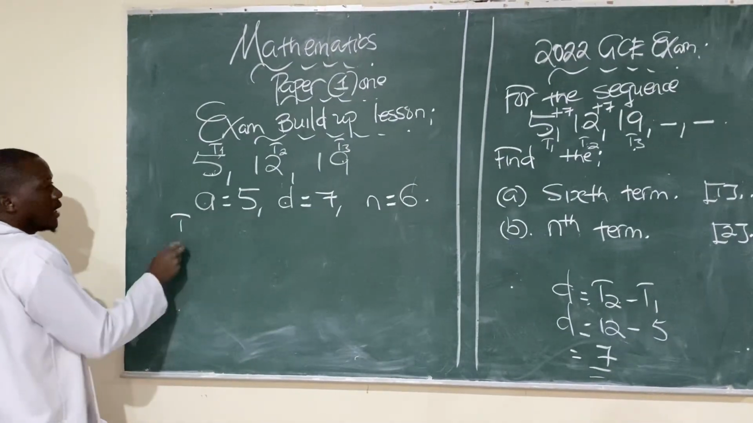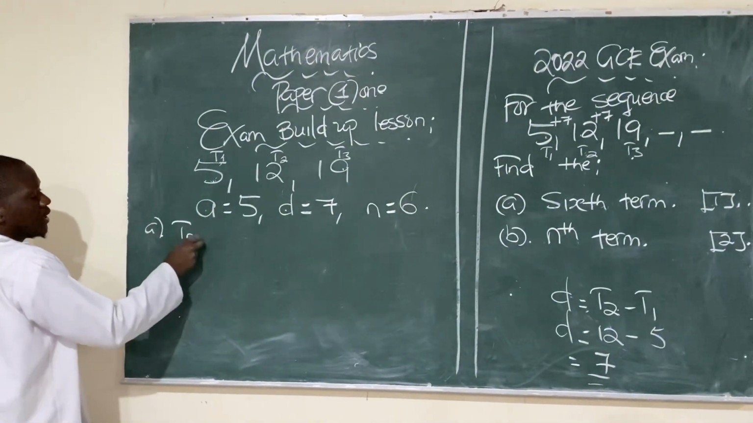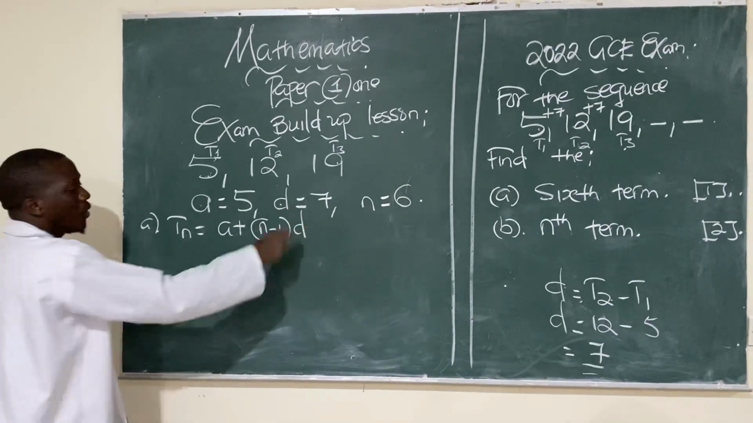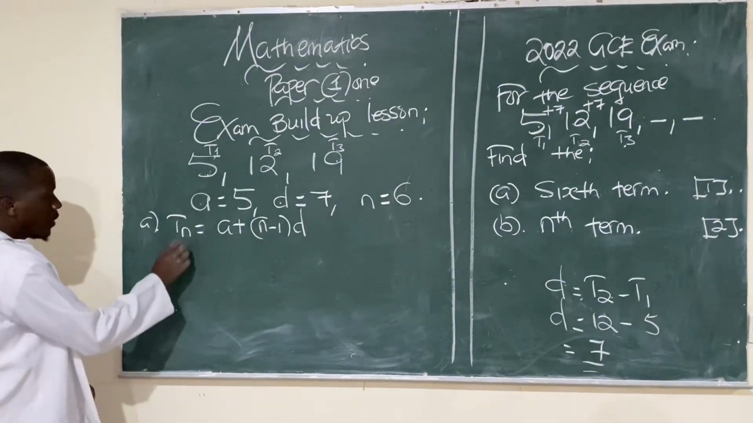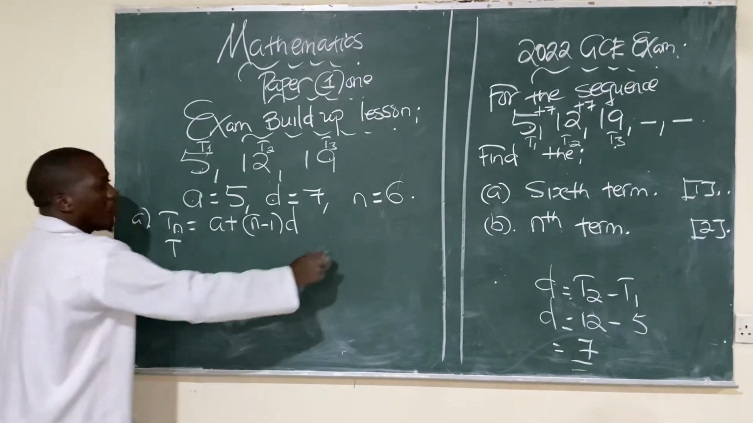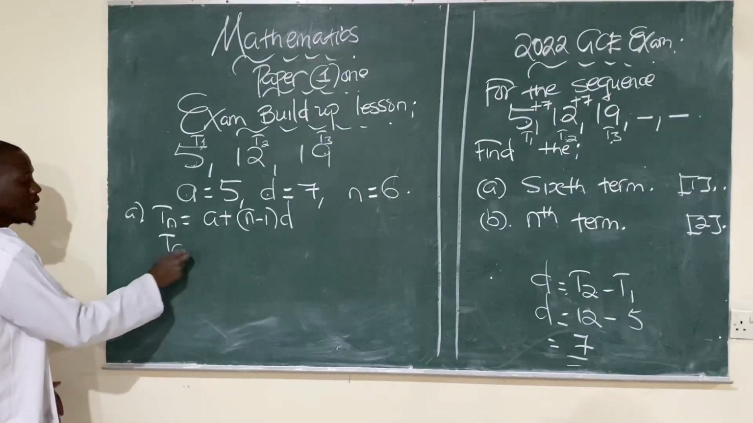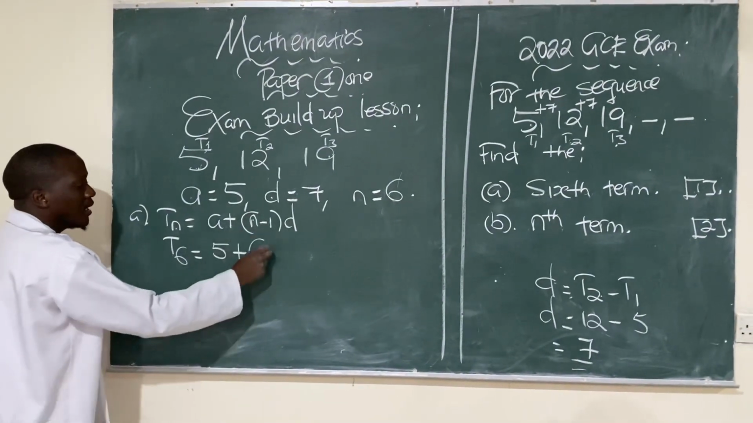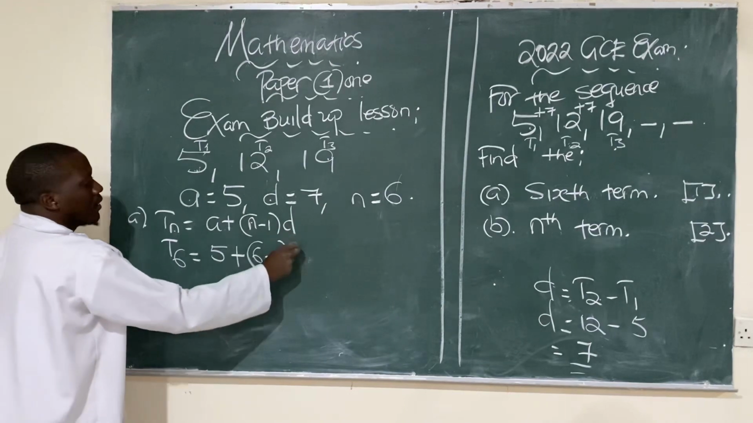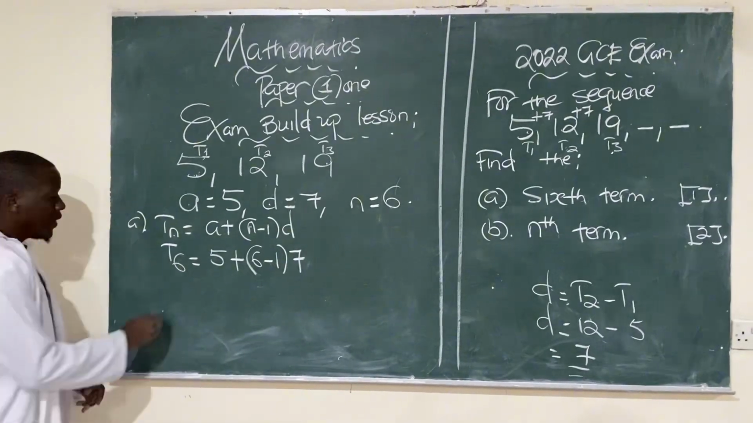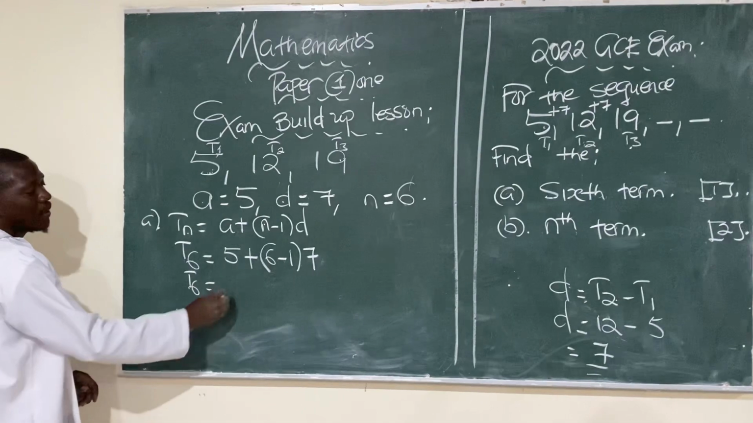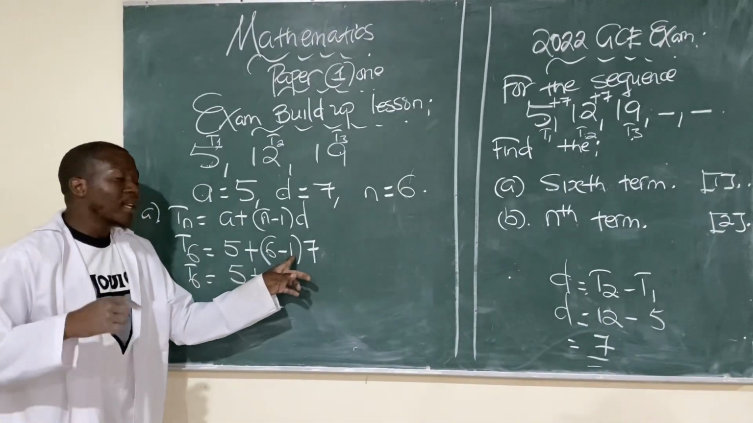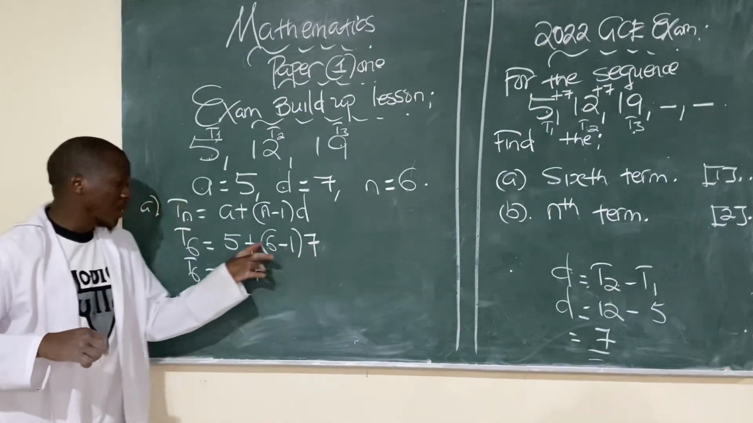So we're now going to say Tn equals a plus (n minus 1) times d. Where there is n, we're going to replace it with 60. So we're going to say T60 equals, what is a? This is 5, plus (60 minus 1), then our d is 7. Then we're going to say T60 equals 5 plus... make sure you subtract, and the number you get multiplies the scalar, that's when you can add here.